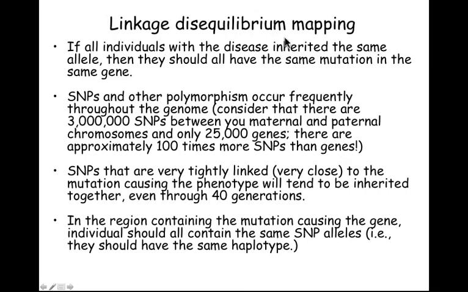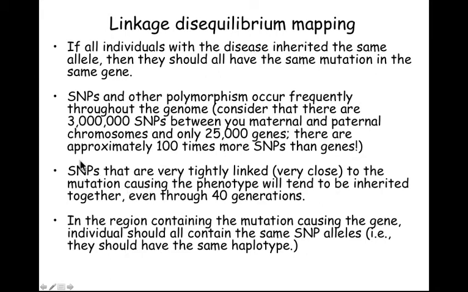So this is largely the basis of linkage disequilibrium mapping. All of the individuals that have the disease have inherited the same allele, the same chromosome from the same ancestor. Then they should all have the same mutation in the same gene, along with all of the other linked polymorphisms, like the single nucleotide polymorphisms, which occur very frequently in the genome. So again, there's only about 25,000 genes in the genome, but an individual carries about 3 million single nucleotide polymorphisms. So there's a lot more of these polymorphisms than there are genes.